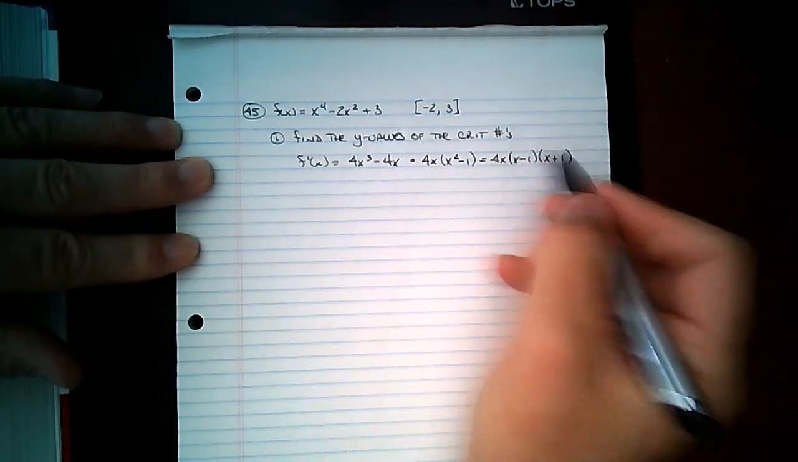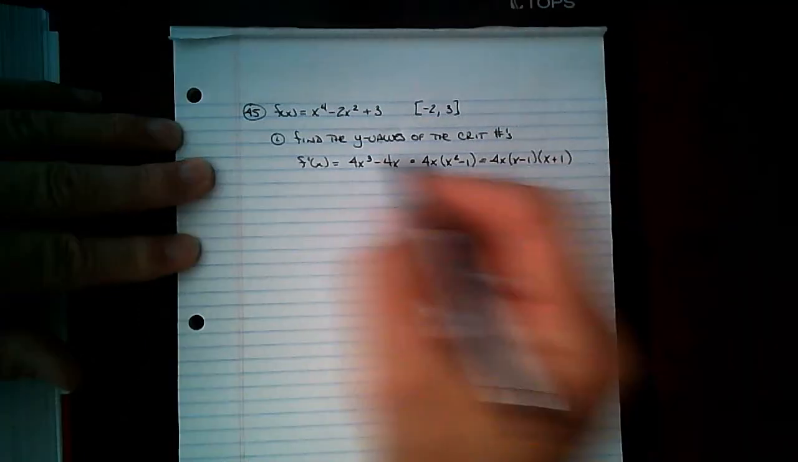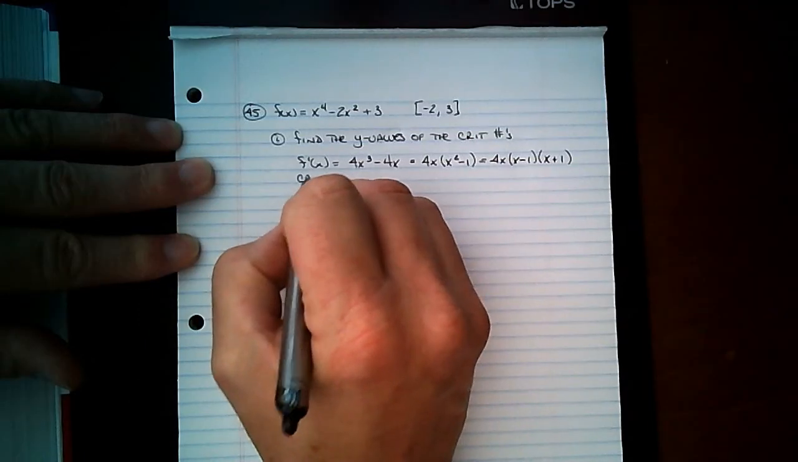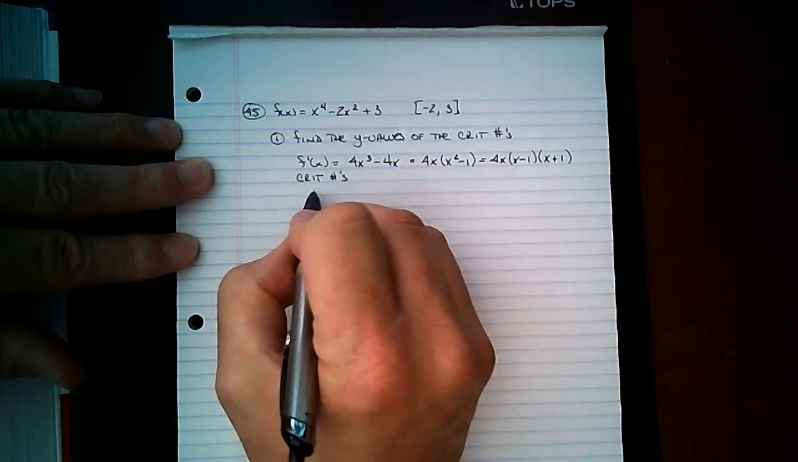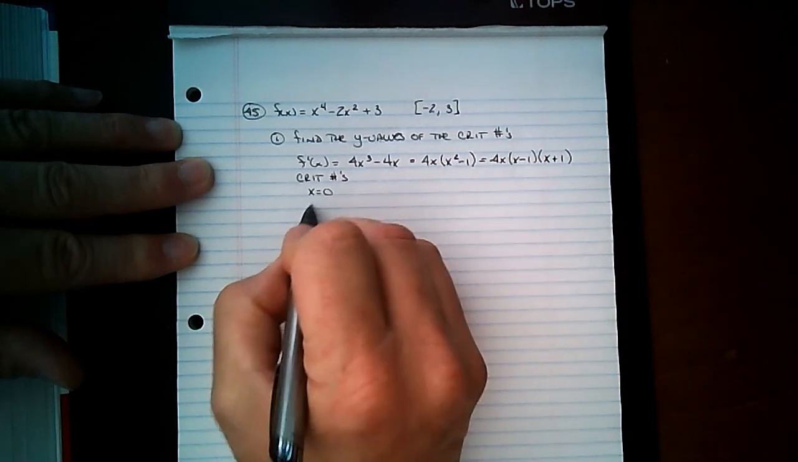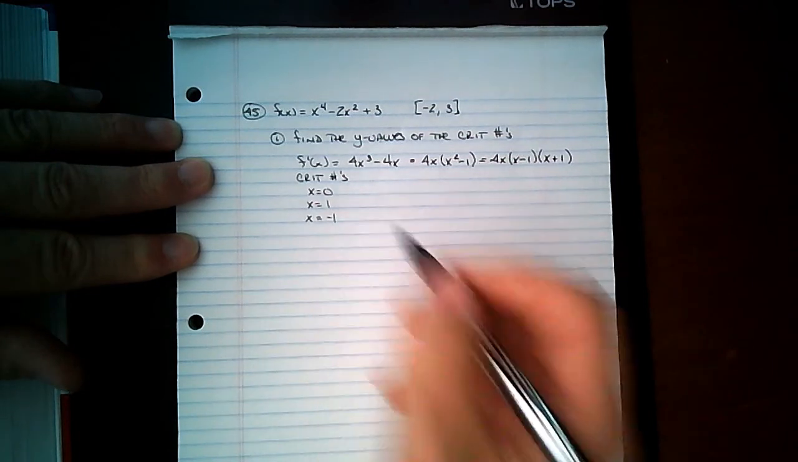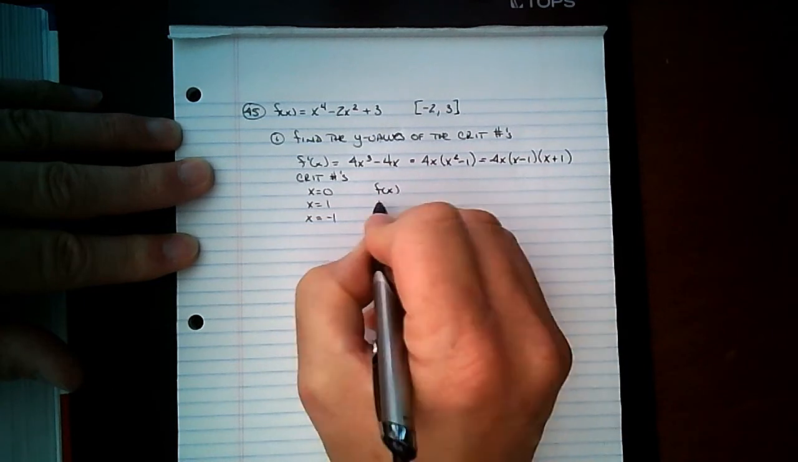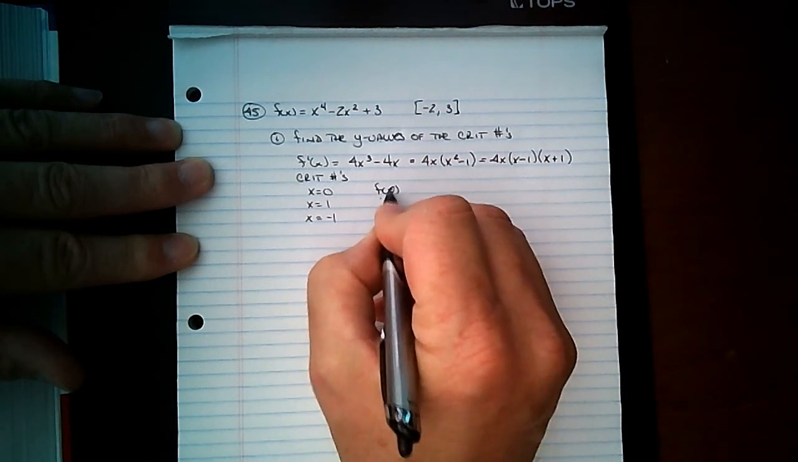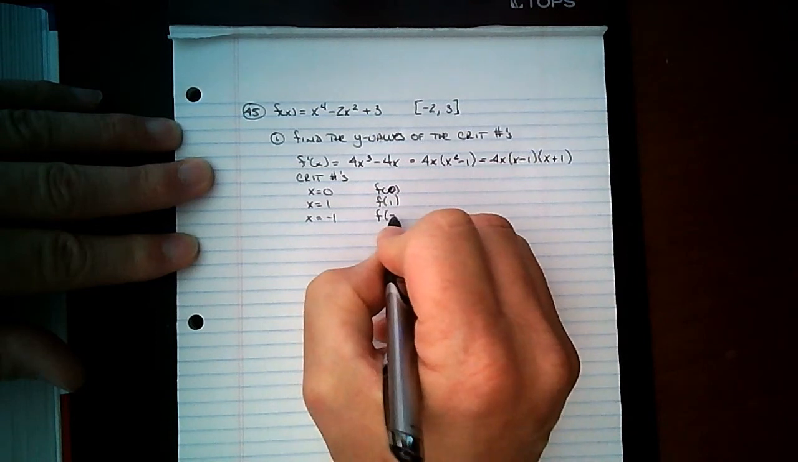So I'm just going to skip to the critical numbers. I'm not going to solve this and set it equal to 0. I think all of us can figure that out. Our critical numbers are x equals 0, x equals 1, and x equals negative 1. Now, our job is to find the functional values of those, right? f of 0, f of 1, and f of negative 1.